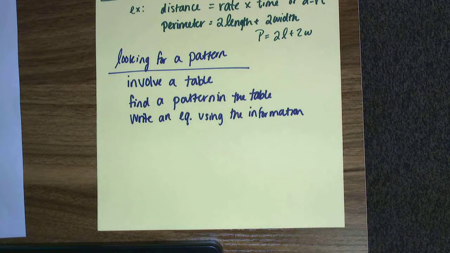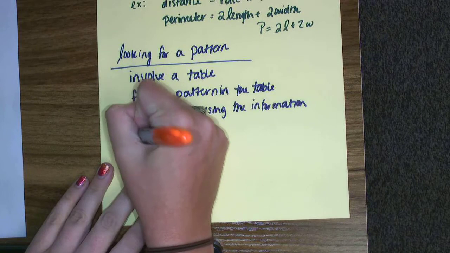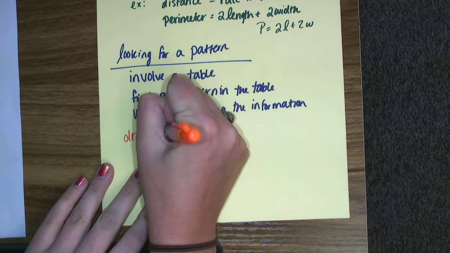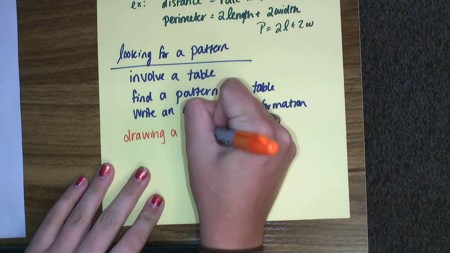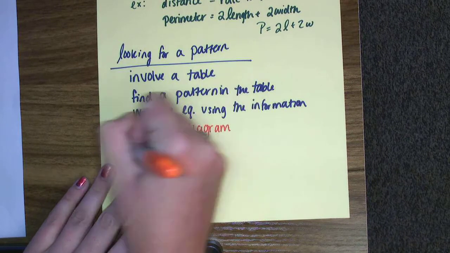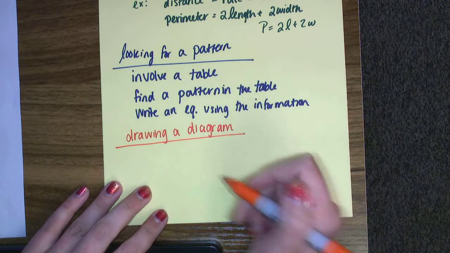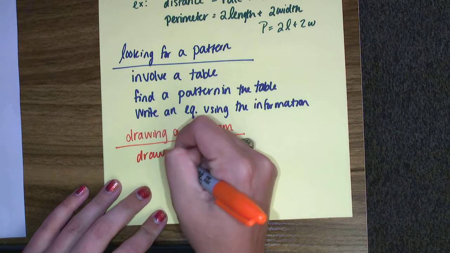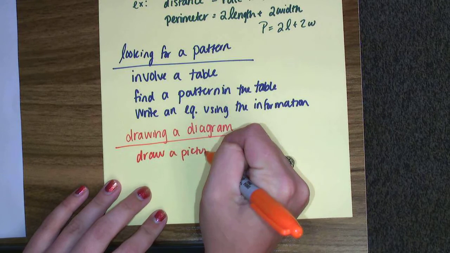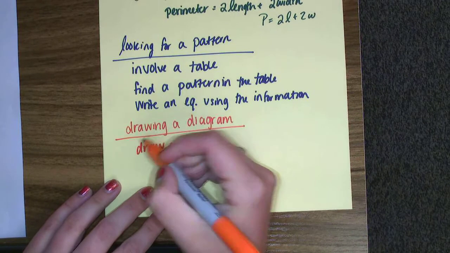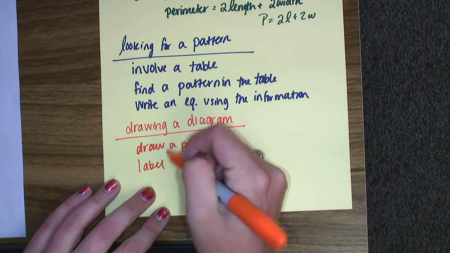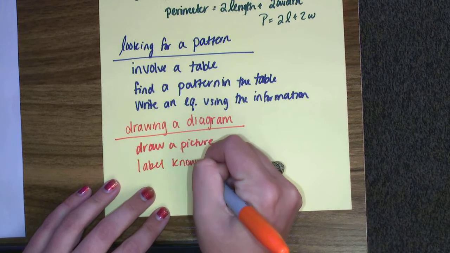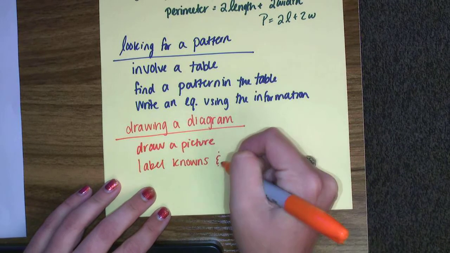And then the last type here that you need to know about is drawing a diagram. So basically, it's as obvious as it sounds. You're going to draw a picture, and you're going to label your knowns and unknowns.